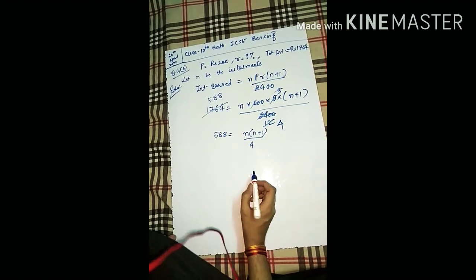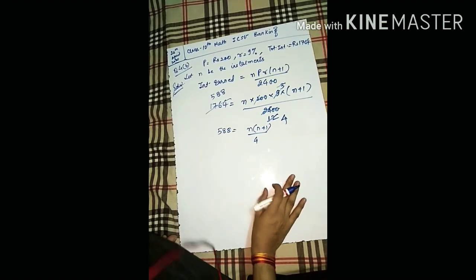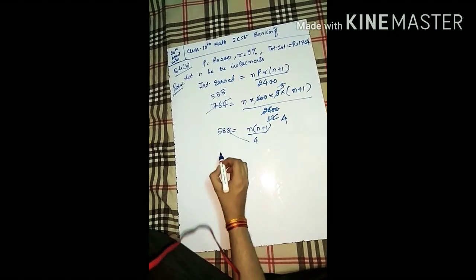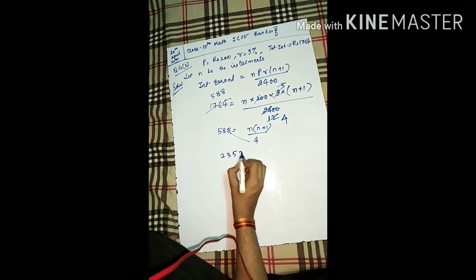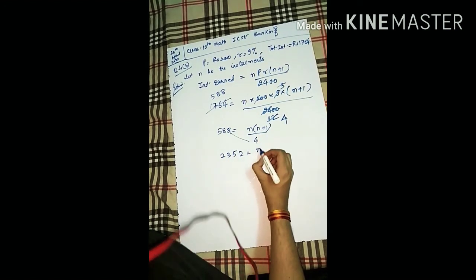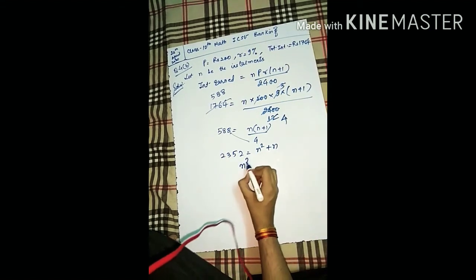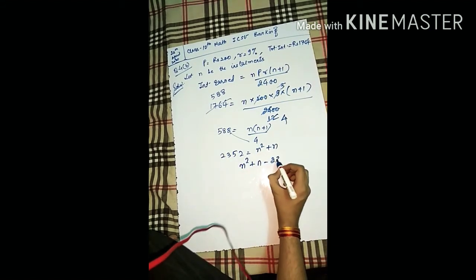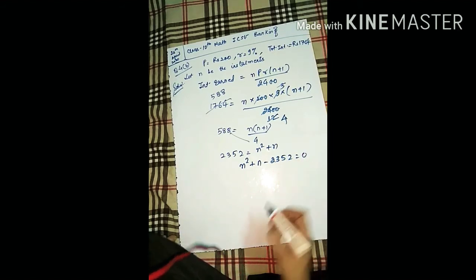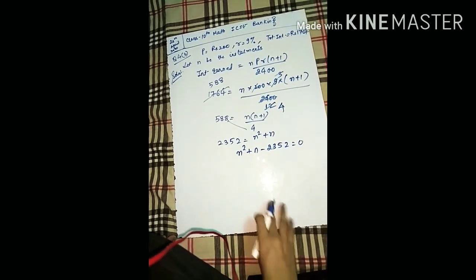Take this to this side, so 588 into 4, when this comes here on multiplying, it is 2352 equal to, multiplying this n inside, n square plus n. Now take this term to this side, so n square plus n minus 2352 equal to 0. Now this is a quadratic equation.